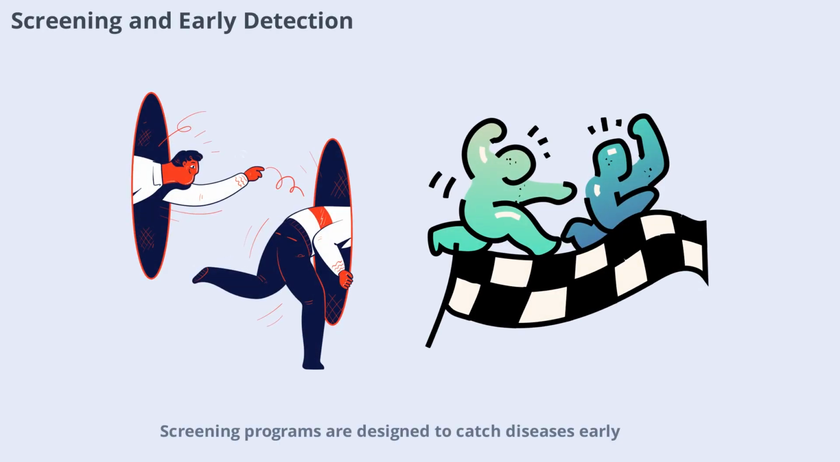Screening programs are designed to catch diseases early, when they are easier to treat and less likely to cause serious harm. Examples include mammograms for breast cancer and blood pressure checks for hypertension. Early detection allows for timely intervention, improving outcomes and reducing healthcare costs. Public health agencies promote screening through education and access to services, making it a key part of disease prevention.